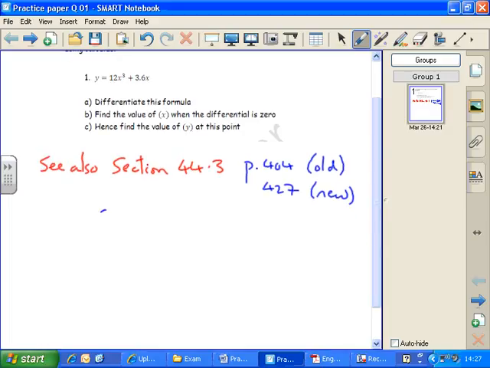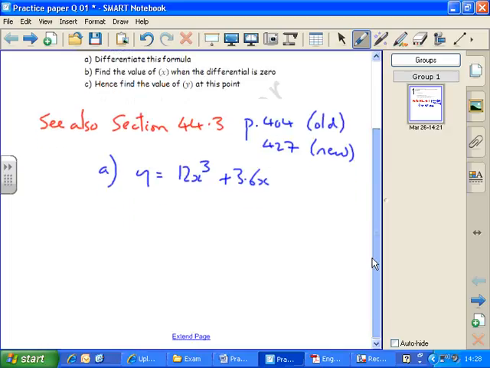So if y equals 12x cubed plus 3.6x, and differentiating this, dy by dx equals 36x squared plus 3.6. So that's the differential. Now part B says find the value of x when the differential is 0.